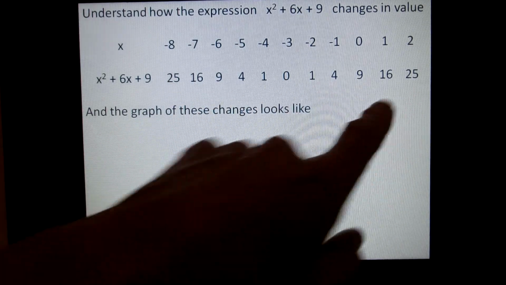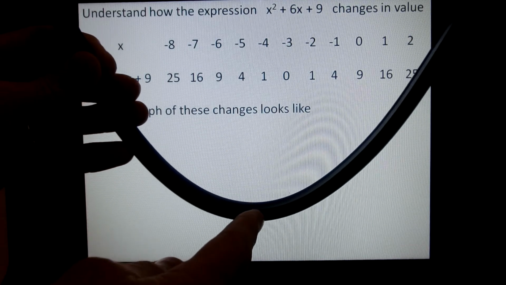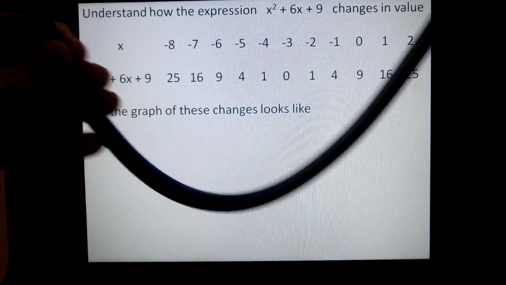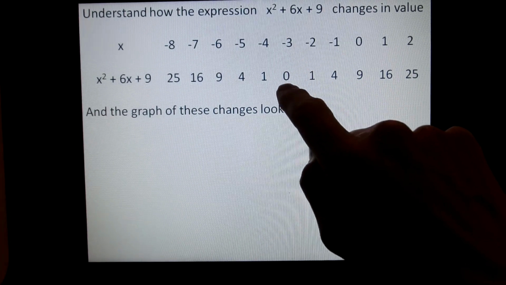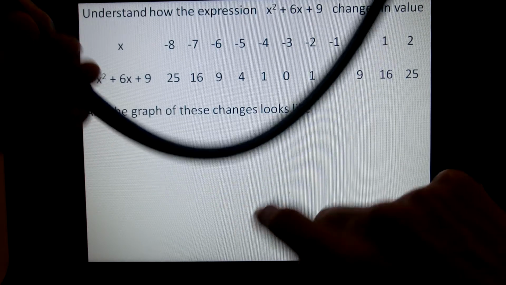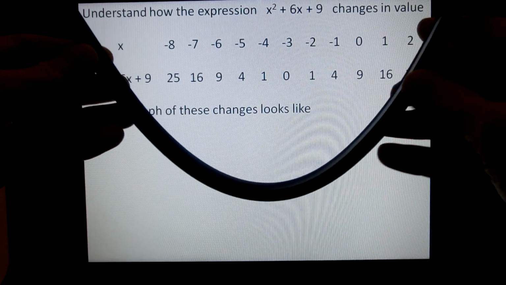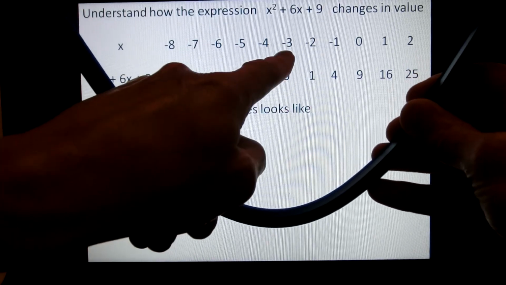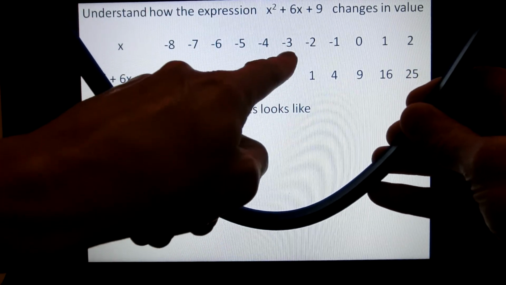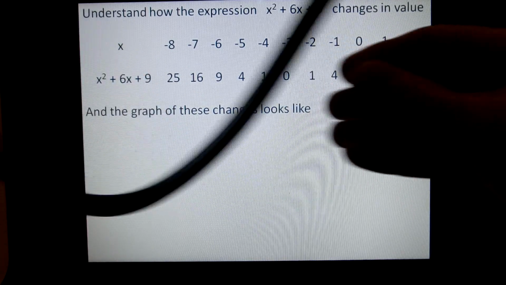And they're not equal steps. So again, we'll create this kind of a shape. The low point here is 0, then it goes 1, 4, 9, 16, 25. This time though, the low point is not at 0. The low point of this curve will occur when x is negative 3. It will still be the same shape, but for x squared, the low point was when x is 0. For this one, the low point occurs when x is negative 3. So the curve will move over to the left.